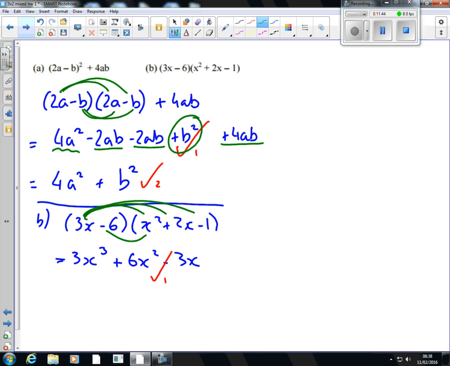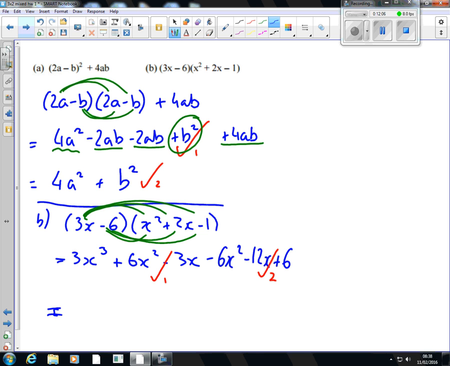Then you're doing negative 6. Careful of that negative. Negative 6 times x squared is negative 6x squared. Negative 6 times positive 2x is negative 12x. And negative 6 times negative 1 is positive 6. Okay, if you multiply that second half of that equation out, that's perfect for your second mark.